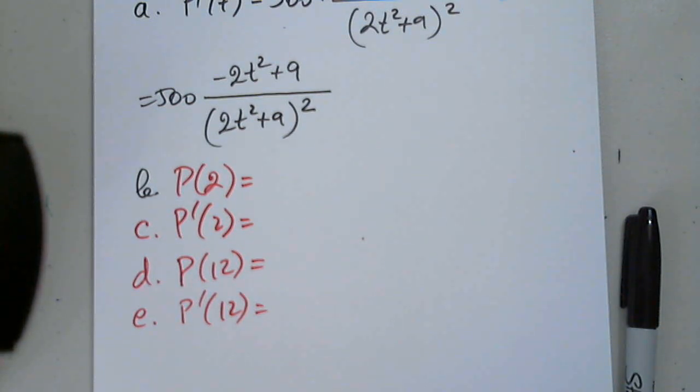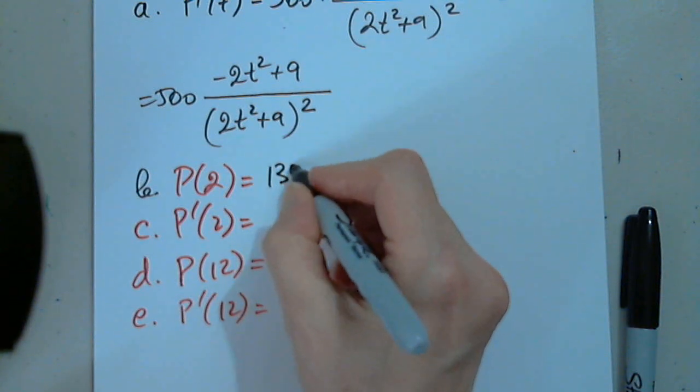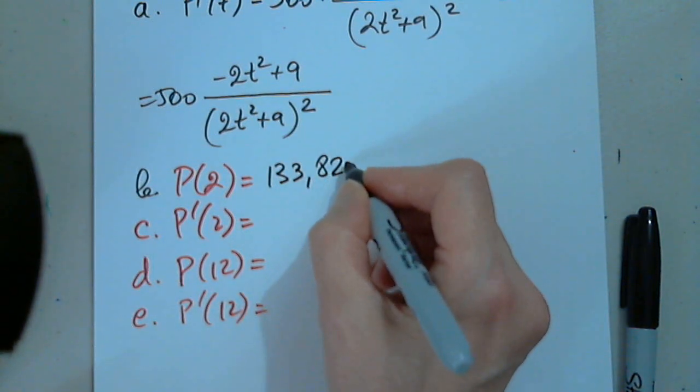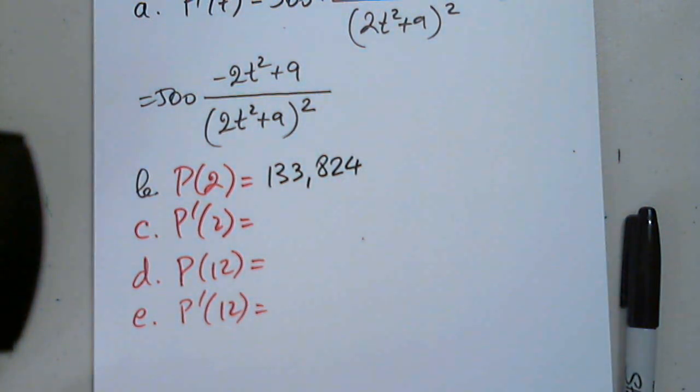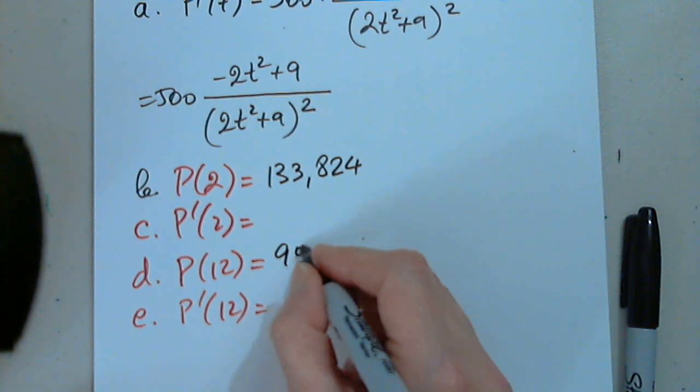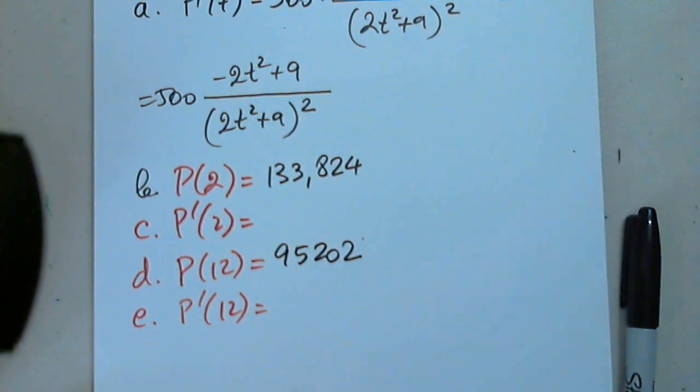So here's the population, 133,824 people. I wouldn't, but anyway, so I'm going to write it. So 133,824, and then 12. Okay, 95,202. And now the rate of change, 2 years.